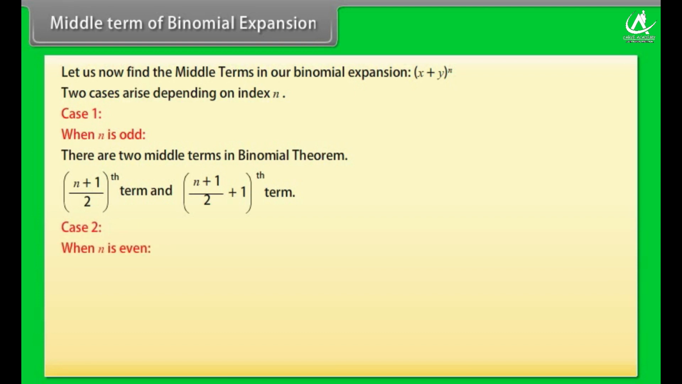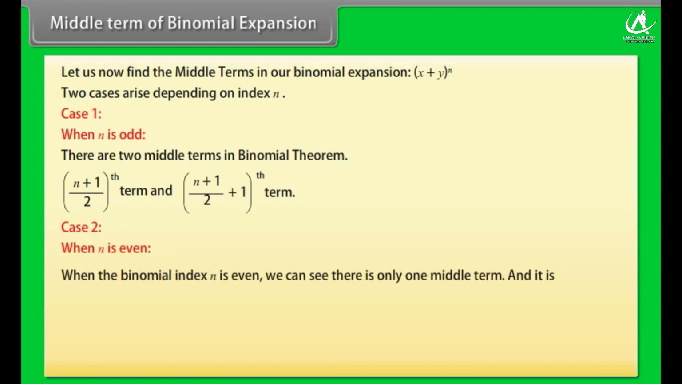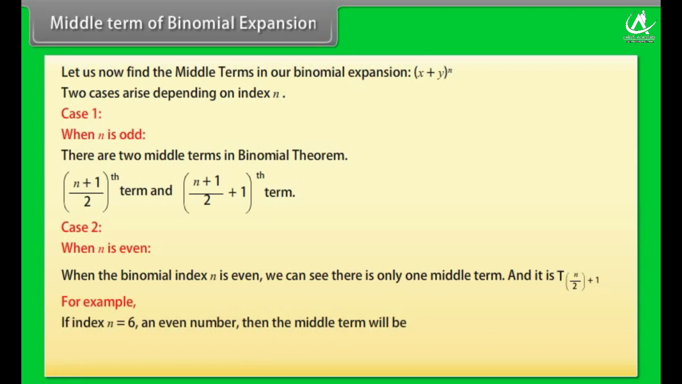When n is even. When the binomial index n is even, we can see there is only one middle term, and it is T(n/2 + 1). For example, if index n is equal to 6, an even number, then the middle term will be T(n/2 + 1) is equal to T(6/2 + 1) is equal to T4.